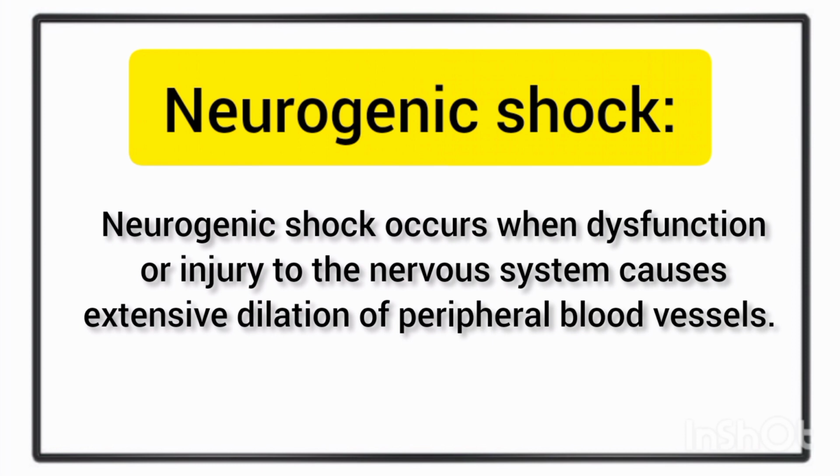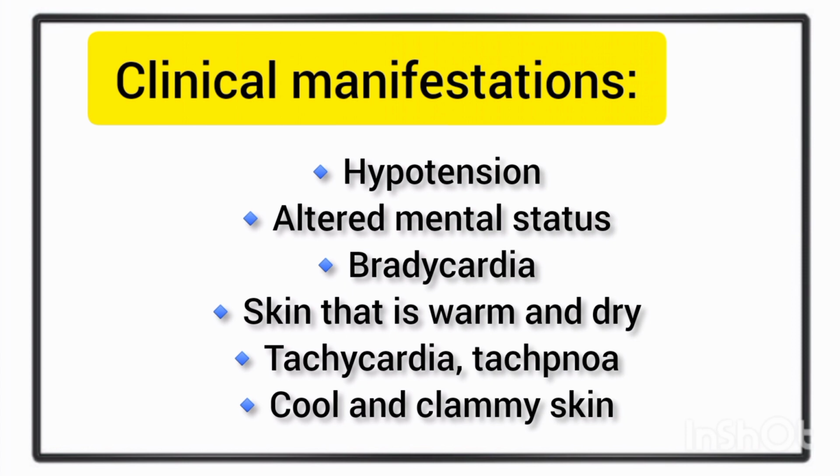Neurogenic shock occurs when dysfunction or injury to the nervous system causes extensive dilation of the peripheral blood vessels. Clinical manifestations of neurogenic shock: in neurogenic shock we can see hypotension, altered mental status, bradycardia, increased heart rate, and skin that is warm and dry.